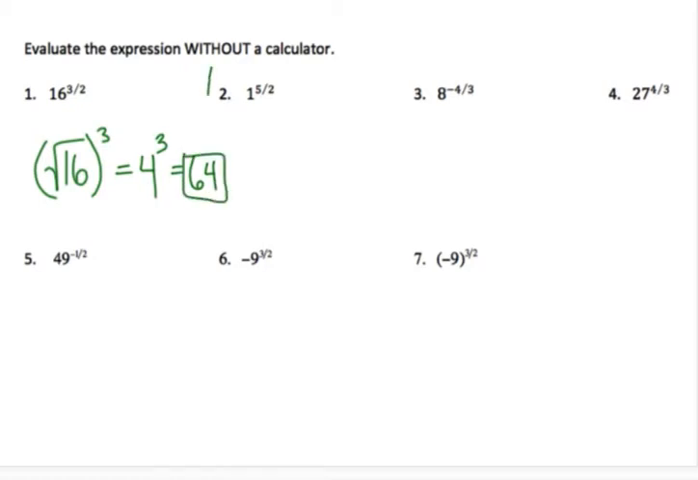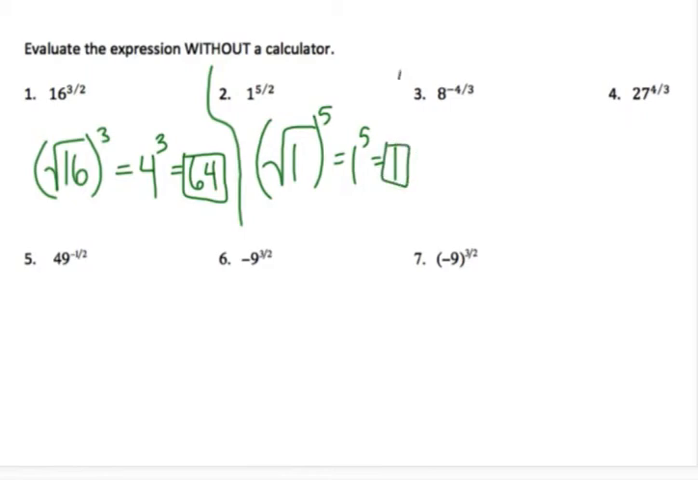Okay, number 2, 1 to the power of 5 halves. So 5 is the power, 2 is the root. That means the square root of 1, all to the power of 5. Now square root of 1 is 1. The power of 5, well, that's still 1.